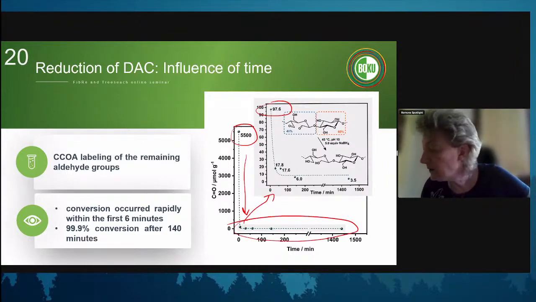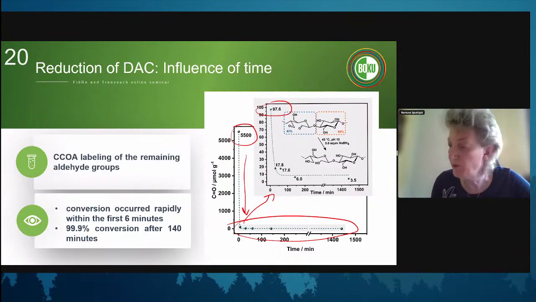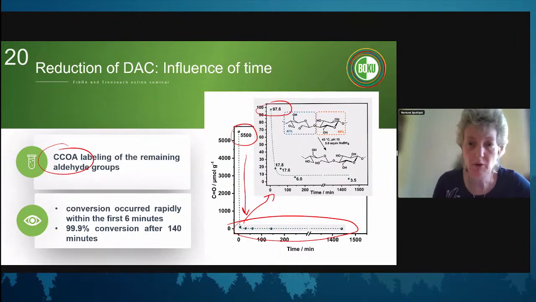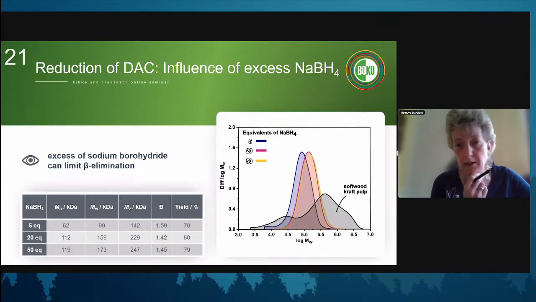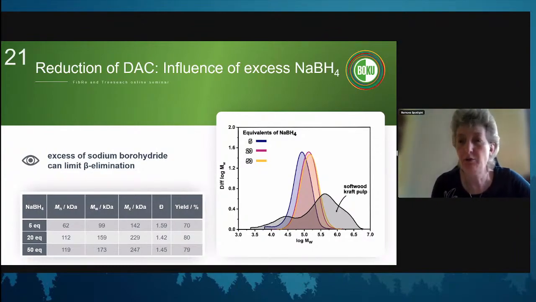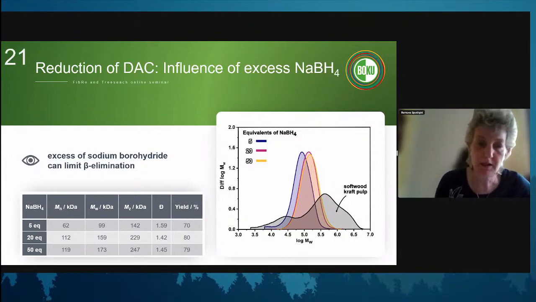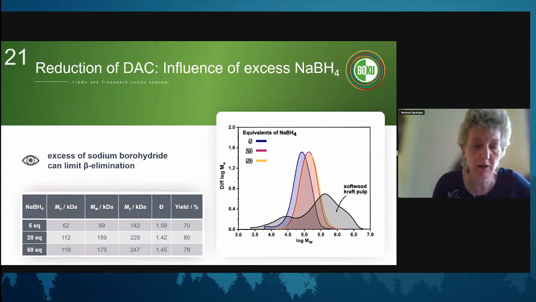And then we can really reduce it, and we can measure the remaining aldehyde groups, and we measure that with the CCOA labeling. But the reduction in molar mass also happens basically simultaneously here. The only thing we can try to do is increase the equivalents of borohydride in order to slightly slow down that process. So we offer a lot. That's not an economically feasible way of doing a reduction.